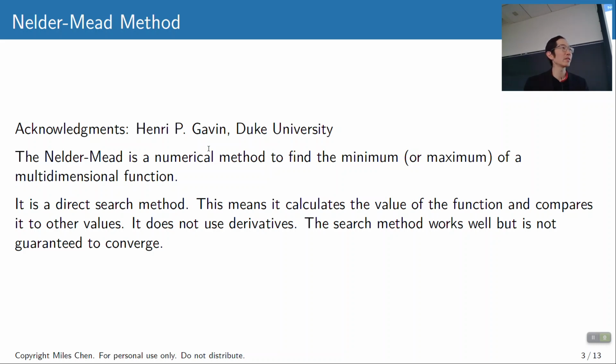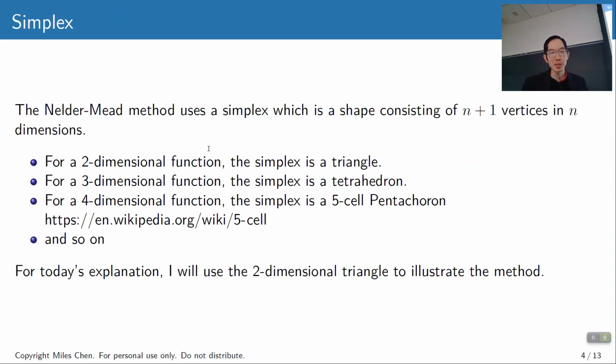All right, and so it has this set of instructions, or the algorithm, to decide where to look next and in which direction to move. Okay, it works very well, but it is not guaranteed to converge. So a lot of these methods that we learn, they all have this problem of not being guaranteed to converge. But yeah, it works well. So at the heart of the algorithm, the Nelder-Mead method uses what's called a simplex.